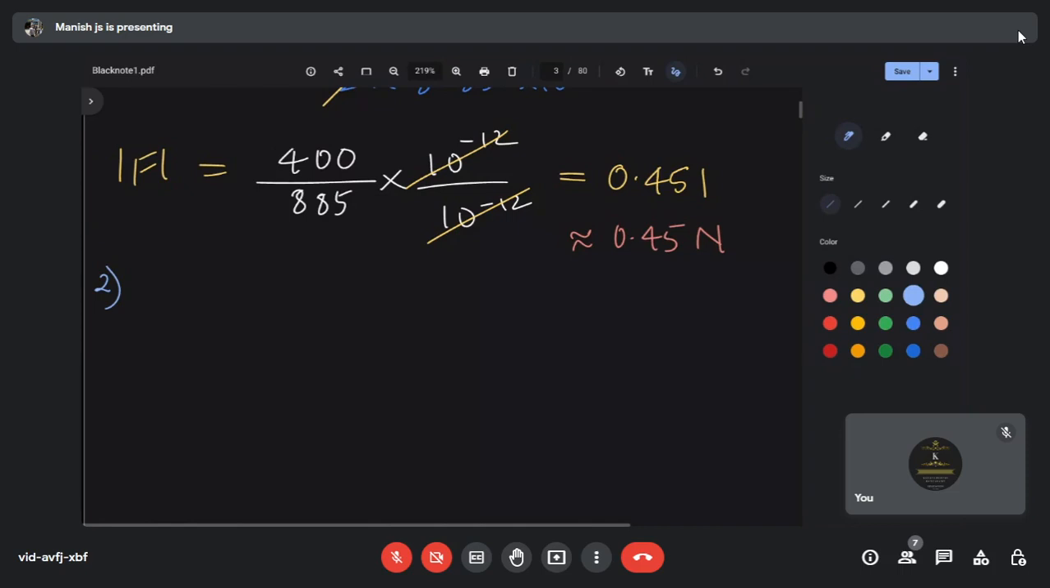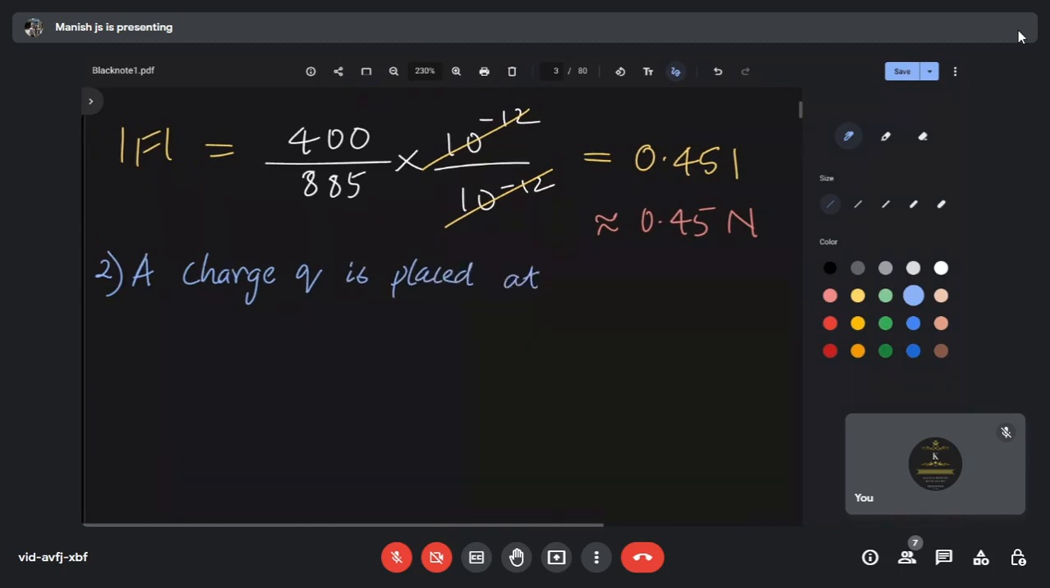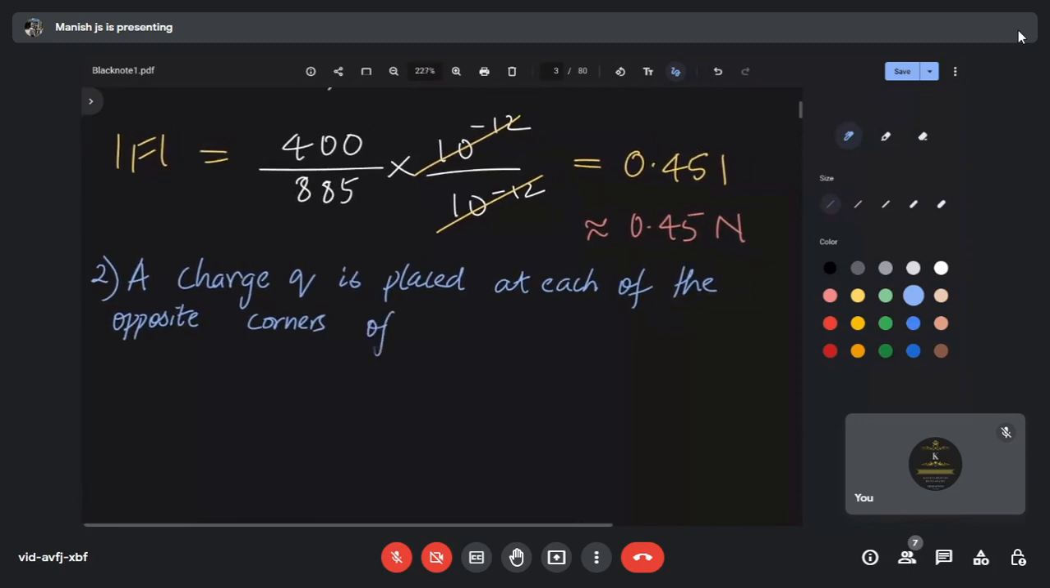Okay. So now going to the next question. A charge Q is placed at each of the opposite corners of a square.